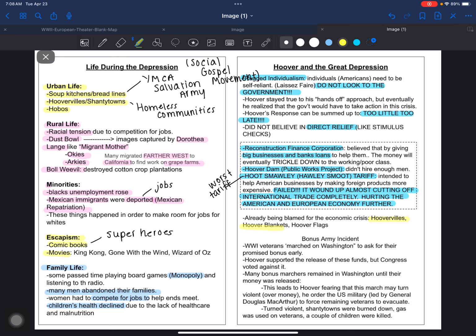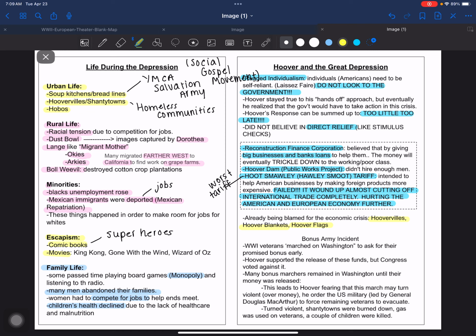Hoover blankets. Often the homeless would cover up with newspapers and things like that to stay warm, and they called those Hoover blankets. And then their empty pockets that they would pull out to show that they didn't have any money, they called those Hoover flags. So you can kind of see who's getting the blame for this depression, all right?